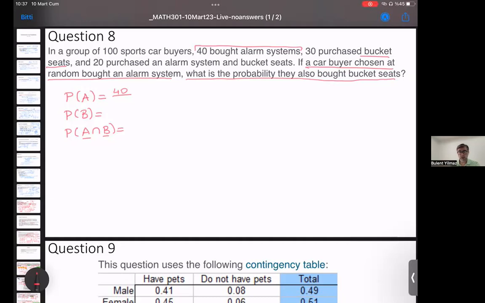So what's the probability of a randomly chosen person buying an alarm system? 40 out of 100, 0.4. This is alarm system 40, right? Out of 100. Okay, I don't see any chat messages. I'm going to give you these, and I want you to tell me what is the probability of B given A.